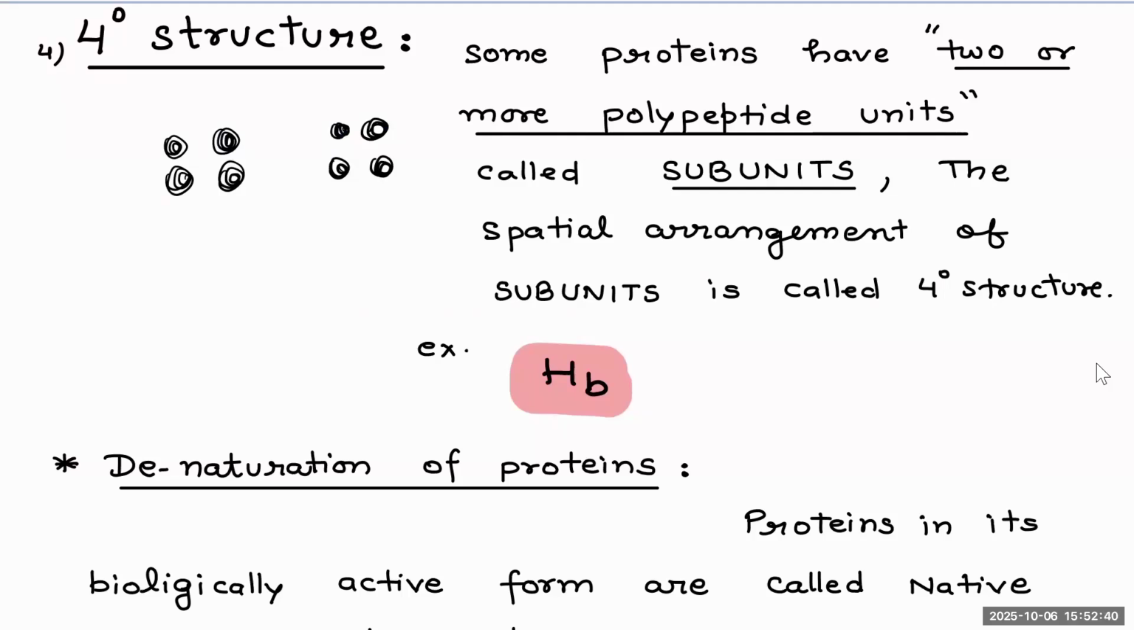So if your tertiary units are converting into small subunits, then that is called quaternary structure of protein. Okay. So I hope you guys understood. There are four types of structure of protein: primary, secondary, tertiary, and quaternary.